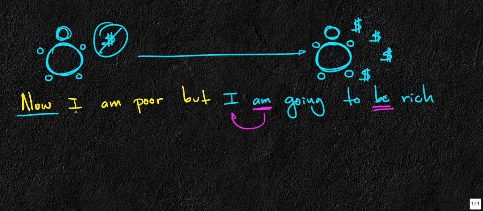If the phrase were for he, for example, I would say he is poor, but he is going to be rich. All right? And I would conjugate it according to what is appropriate. And that is the concept of to be going to.